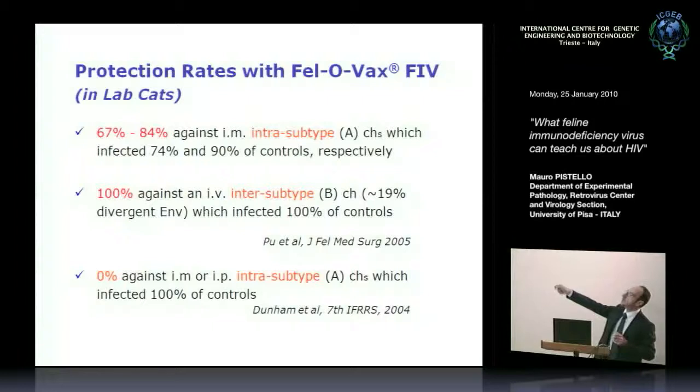So if you see with the primary strains, so again, strains that are not easy to neutralize, Fort Dodge and the University of Florida developed and patented the way to produce a vaccine. They claim that they have between 60 to 80% protection against the intra-subtype. According to them, they have 100% protection against the intra-subtype challenge.